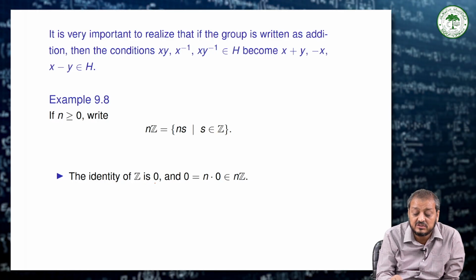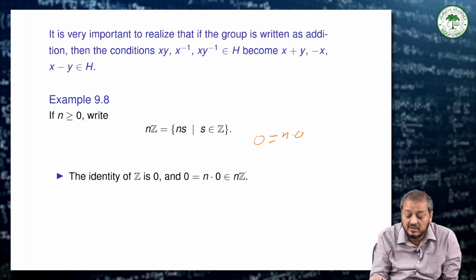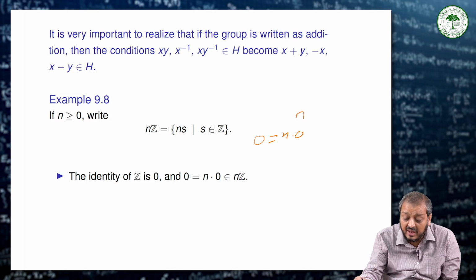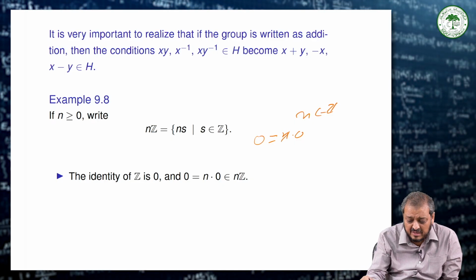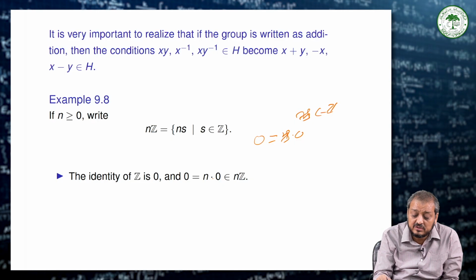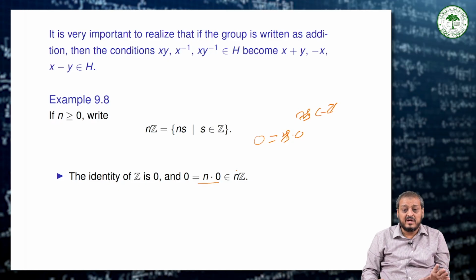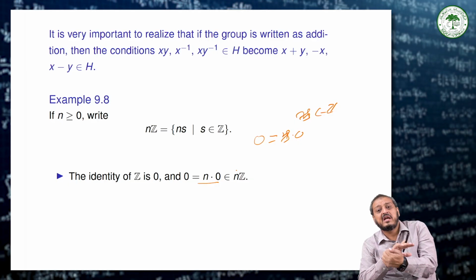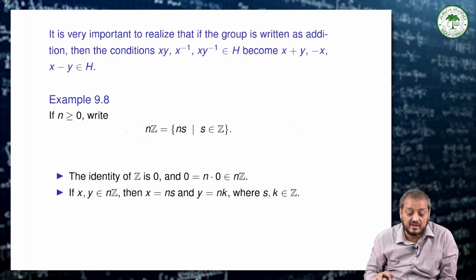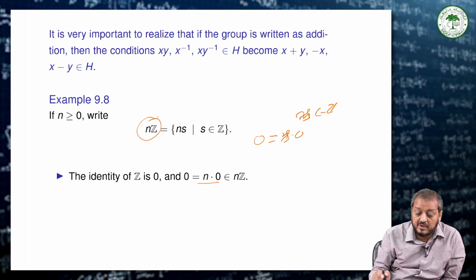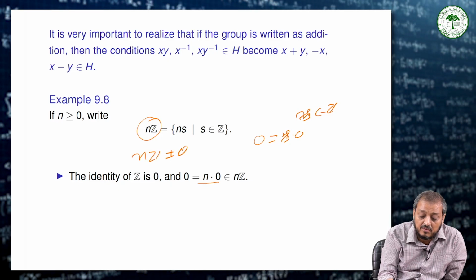Z has identity 0, and you know that 0 can be written in the form n times 0, where 0 is an element of Z. So n0 can be written as an element of nZ. So we show that at least the additive identity belongs to this set. This means clearly that nZ is a non-empty set.